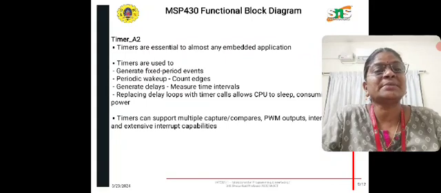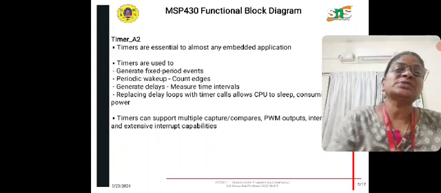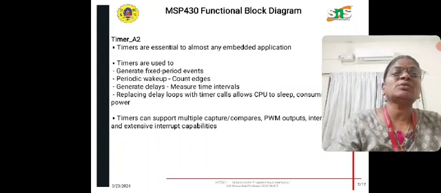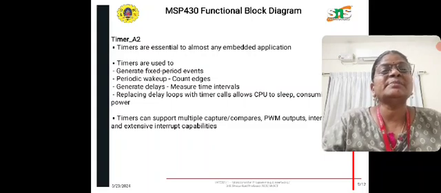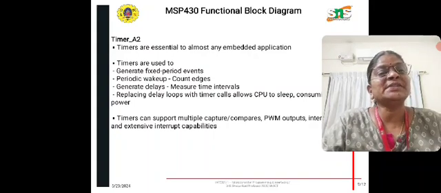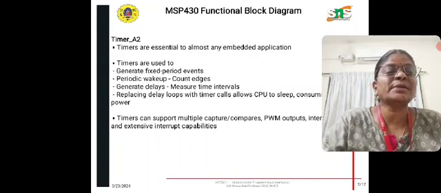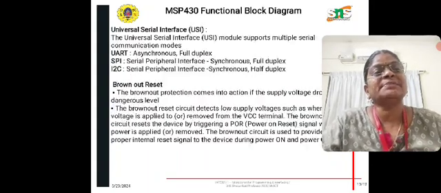Okay, next, Timer A2. Timers are essential to almost any embedded application. Timers are used to generate fixed period events, periodic wake up, count edges, and generate delays, and replacing delay loops with timer calls allows the CPU to sleep. It also supports multiple capture compare, PWM outputs, and extensive interrupt capabilities.